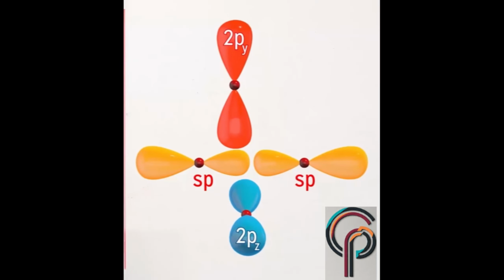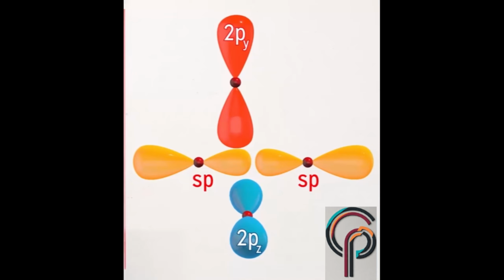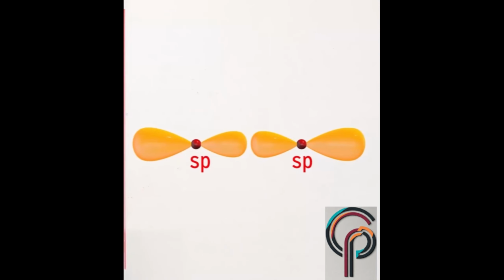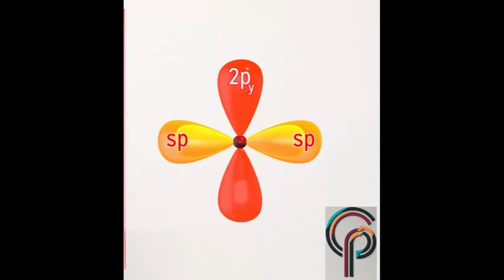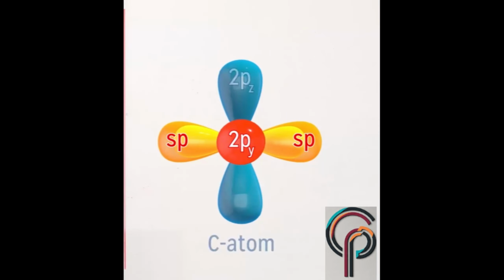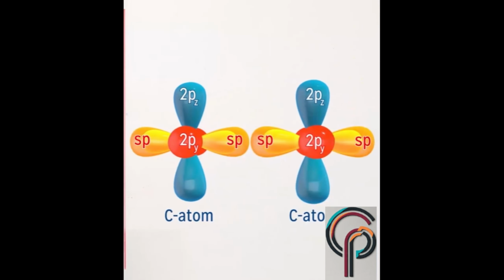These four orbitals arrange themselves around the carbon nucleus in a specific geometry. The two sp hybrid orbitals arrange linearly, forming an angle of 180 degrees between them. The remaining two unhybridized p orbitals, 2py and 2pz, are perpendicular to each other and also perpendicular to the sp hybrid orbitals. The same arrangement occurs in the second carbon atom. Both carbon atoms have two sp hybrid orbitals and two unhybridized p orbitals.